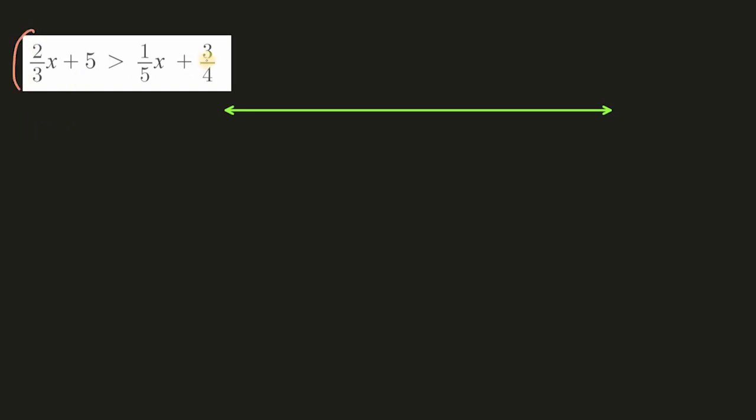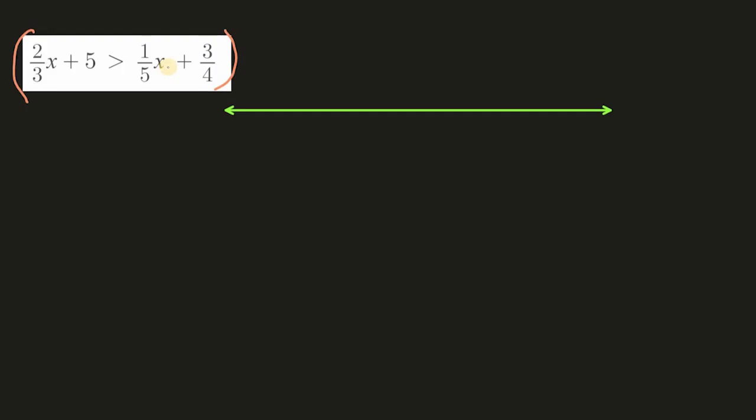Okay, dito ulit. Kung mapapansin nyo guys, ano yung pinaka least common denominator ng 3, 5, at 4? Ano yung number na divisible lahat sa 3, 5, at 4?